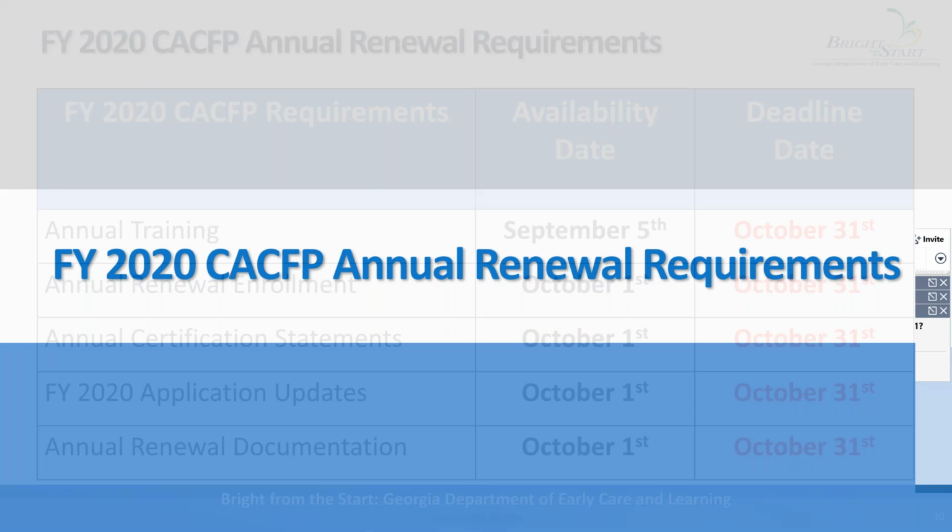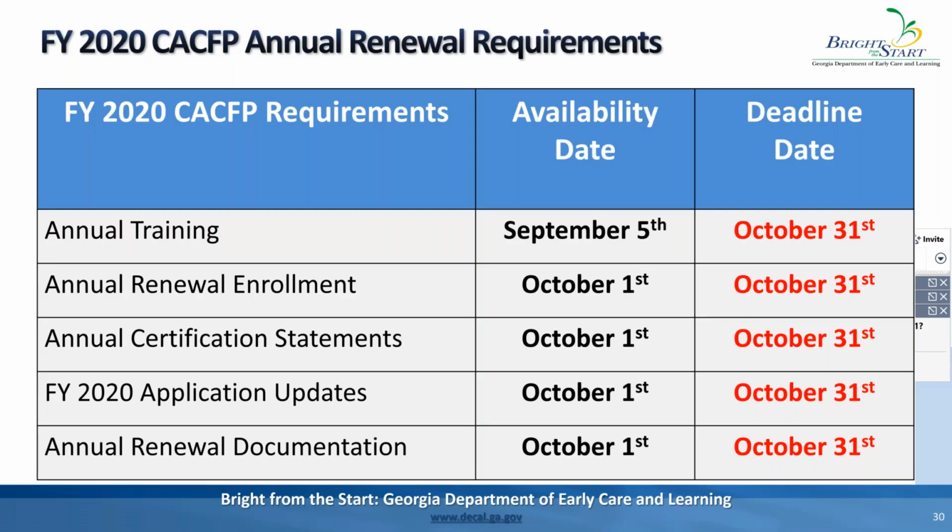The fiscal year 2020 CACFP annual renewal requirements consist of the following: successfully completing training by October 2019, self-directed, online in Georgia Atlas. Next, enrolling in the fiscal year 2020 CACFP program year application in Georgia Atlas by October 31st, 2019. Then, completing the annual certification statements by October 31st, 2019, reviewing and completing all fiscal year 2020 applications and updates in Georgia Atlas, and lastly, submitting all annual renewal documentation. We will discuss each of these areas in more detail.